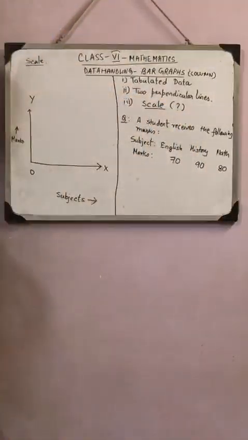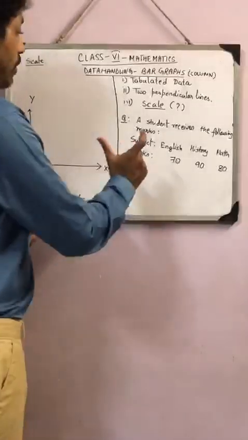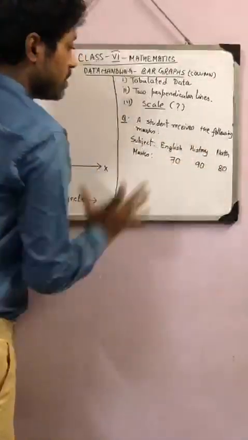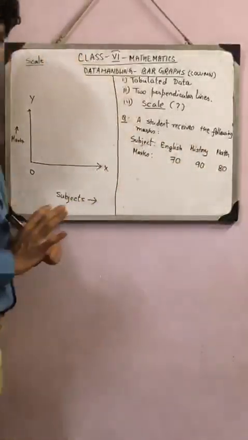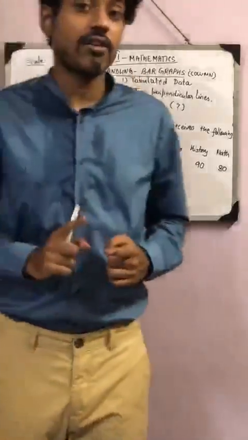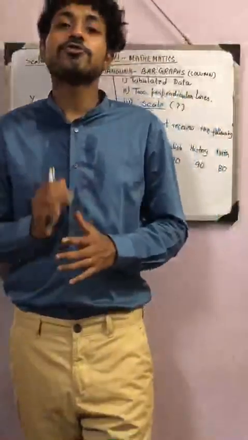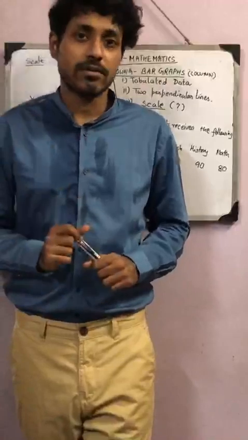Coming back to the word scale. Now, we have to represent these numbers on this sheet. Now, since they are called bar graphs, you very well know that you should do them on a graph paper or a graph sheet.